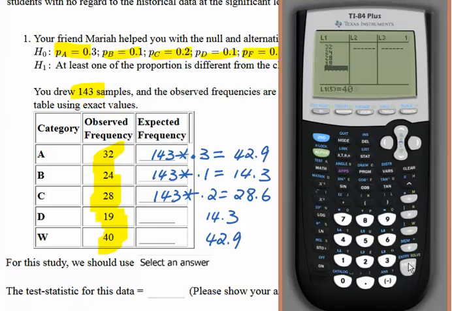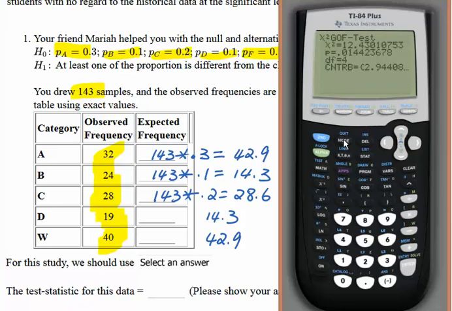So that's why it's always a really good practice to go ahead and clear the list before you enter the new list. 14.3, 28.6, 14.3, 42.9.